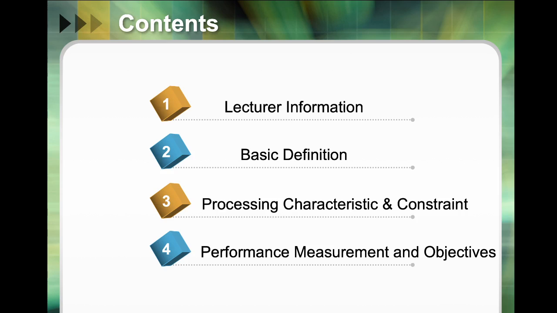In the next section, we will consider some important characteristics and constraints that we need to pay attention to when we set up the model for scheduling and sequencing. And finally, it's about the performance measurement and objective, which means that when we set up the model for scheduling and sequencing, what is the objective, what do we need to pay the most attention to.